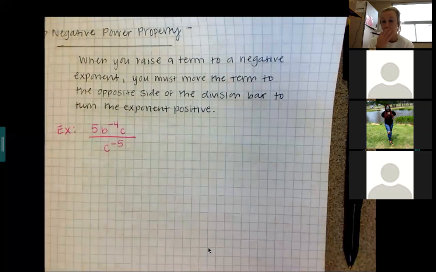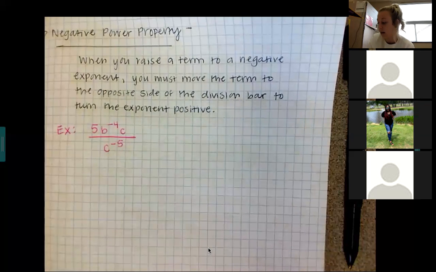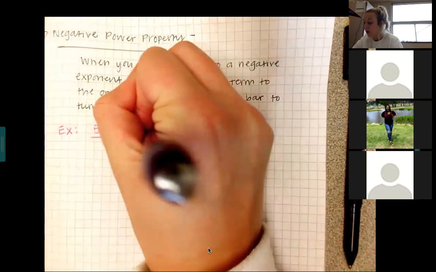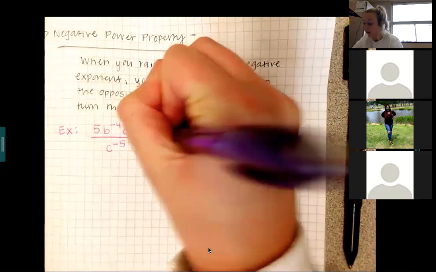All right, there's a couple different ways you could go about doing this one. I'll show y'all both ways if that's okay. That way you can choose what works best for you. Does everybody agree this is a quotient that we're dividing? Yes. Okay, so there's no other coefficients. So we know that 5 is going to stay in the numerator, right?